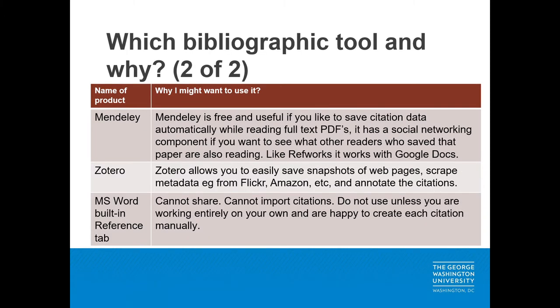Mendeley is free and useful if you like to save citation data automatically while reading full-text PDFs. It has a social networking component if you want to see what other readers who saved that paper are also reading. Like RefWorks, it works with Google Docs. Zotero allows you to easily save snapshots of web pages, scrape metadata from Flickr, Amazon, and annotate the citations. I would not recommend the built-in reference functionality in Microsoft Word, because you cannot import citations or share with others.